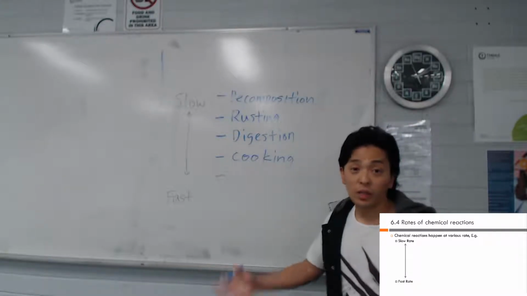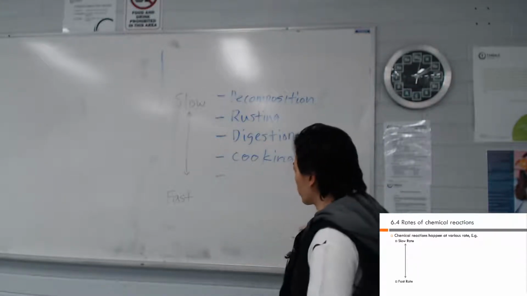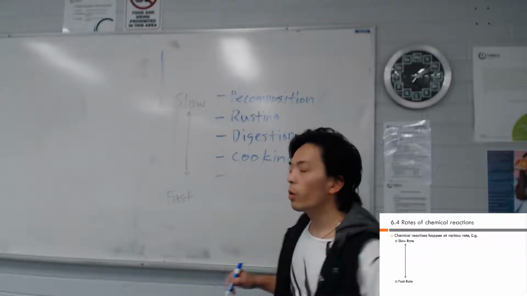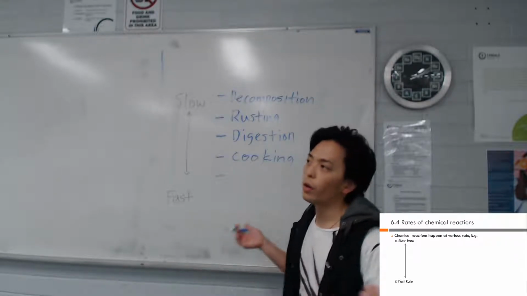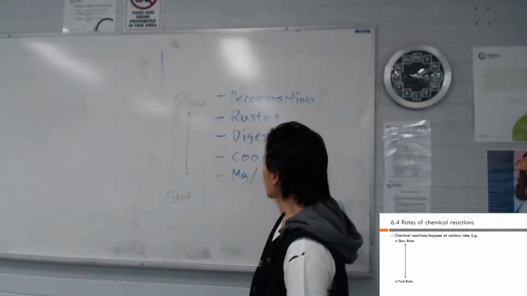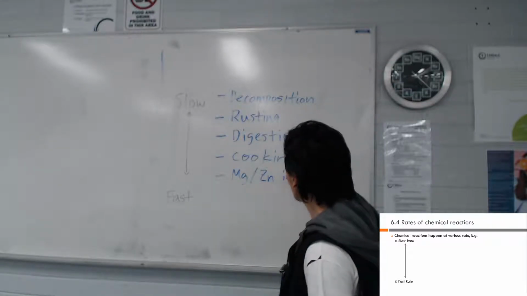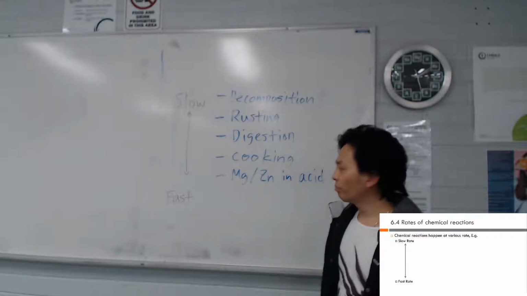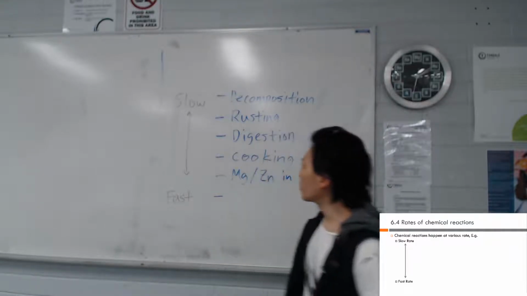I don't know. This one's the hardest one. I can pick many because I do reactions all the time. I know that if I put magnesium or zinc into some sort of acid, it takes a few minutes to dissolve. So I'm just going to write that: Mg for magnesium, Zn for zinc, in acid. So dissolving them takes about a minute or minutes, depending on how concentrated the acid is or how big those pieces are.